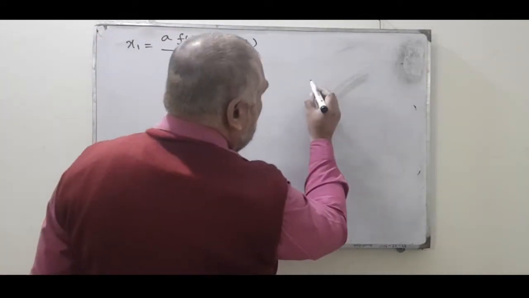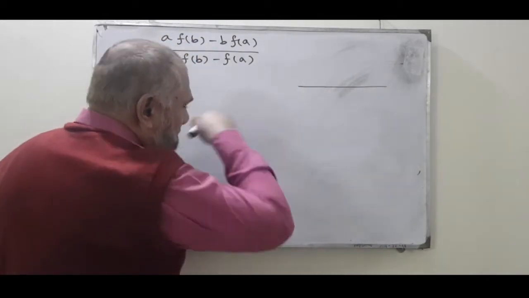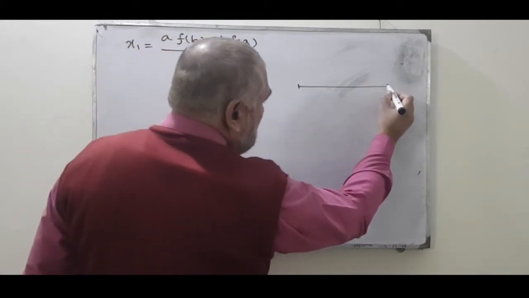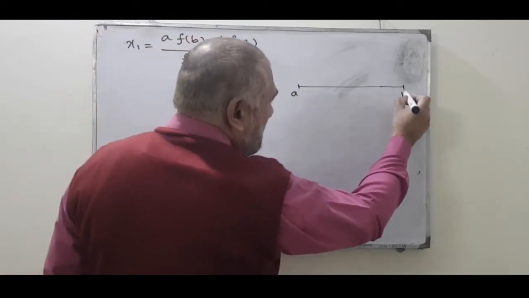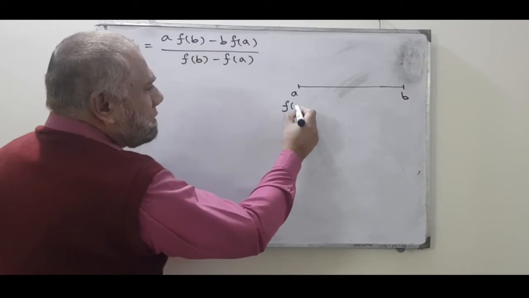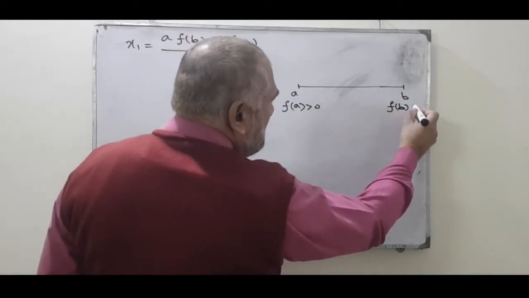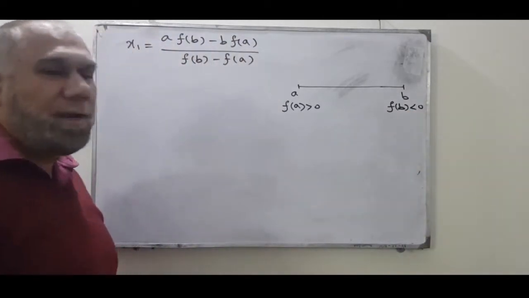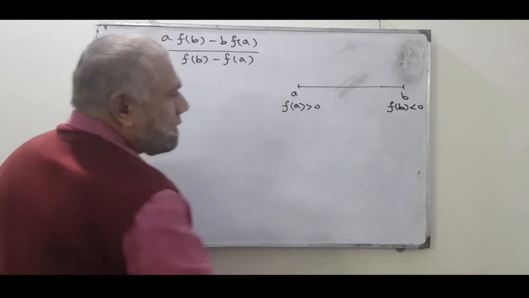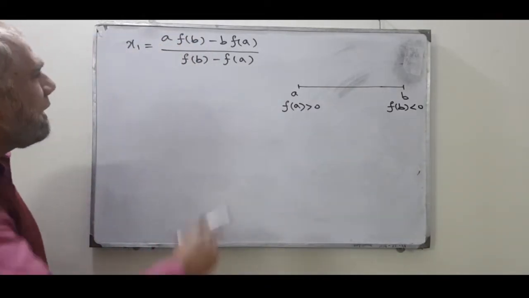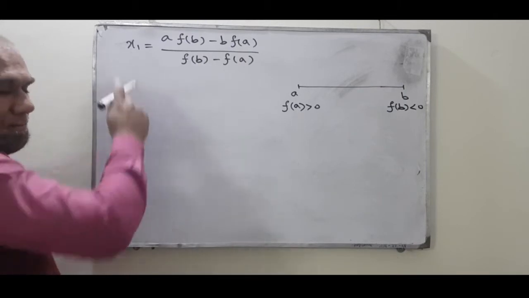Let me show it all on the straight line, as we have been showing in the case of the bisection method. This is the left hand point and this is your right hand point. Here we have assumed the value of the function is positive, and here we have assumed the value is negative. The condition of the product of these quantities being negative holds here. And now by using this formula, we'll be finding this x1.